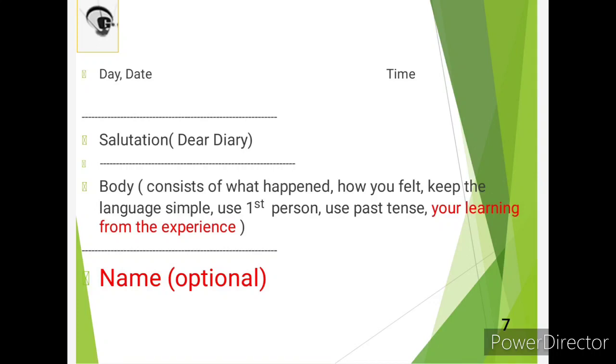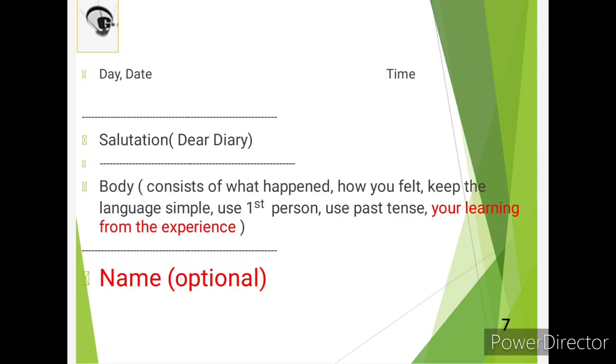It consists of what happened, how you felt. Keep the language simple, because it is an informal piece of writing. Use first person, as I mentioned earlier also. And also you need to make a diary entry in past tense. And at the end, you can mention your name. It's optional. So you may or may not write it. It's all up to you. So this is the format of a diary entry.